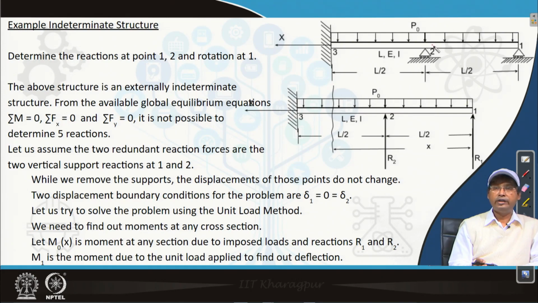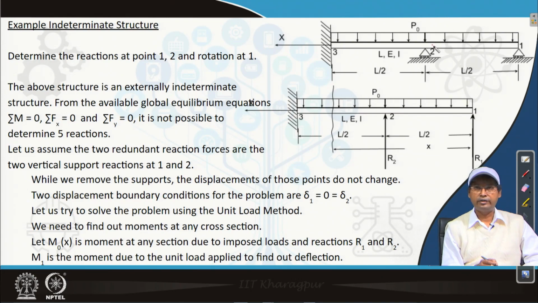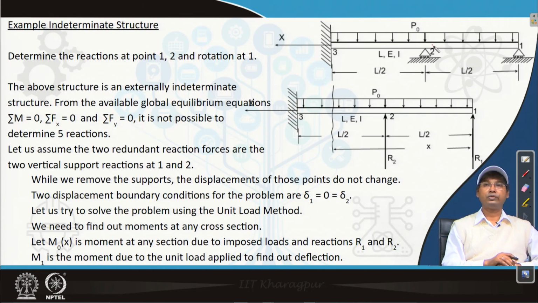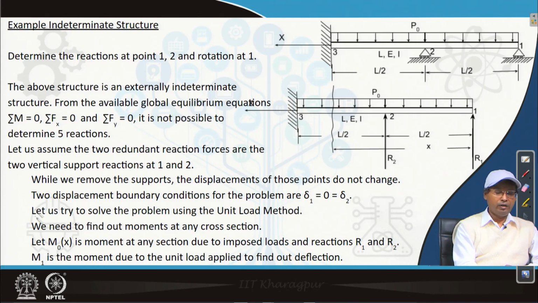So, this is indeterminacy, and redundancy, this term is also used sometimes. Redundant supports are those supports which, if we remove them, the structure remains externally stable. While we remove the supports, the displacement of those points must not change, that has to be maintained. The 2 displacement boundary conditions for the problem are delta 1 and delta 2. Delta 1 is here, delta 2 is here, equal to 0.